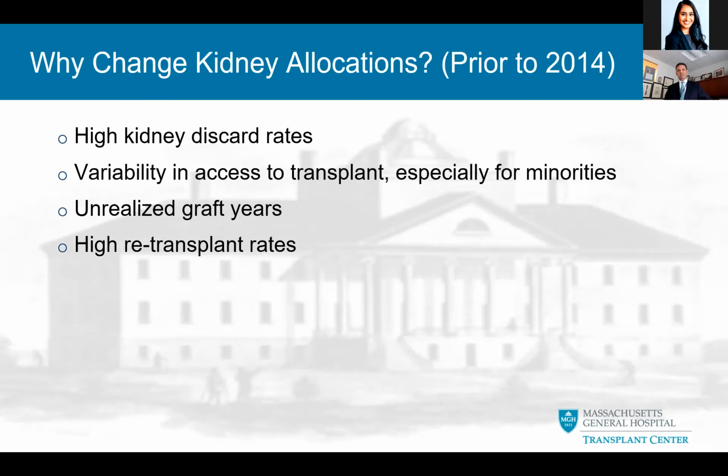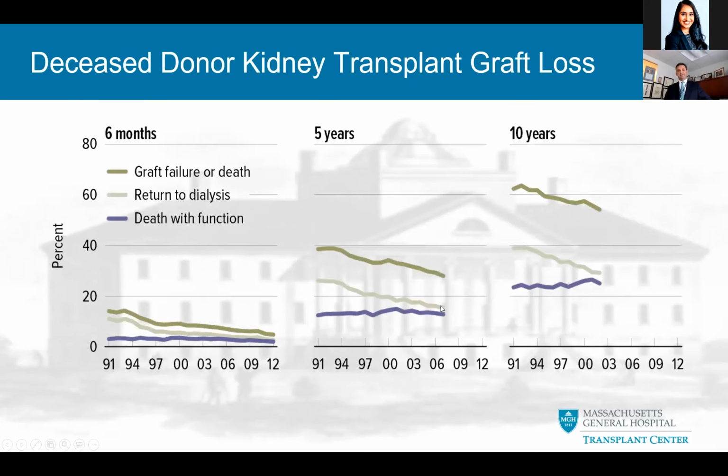First starting with the graft years. This shows us the percent of kidneys failed for each transplant year, going from 91 to 2012, at 6 months, 5 years, and 10 years. And let's focus on 5 years for a second. Here in the dark green, you see the percent of kidneys lost overall. And in the light green are the kidneys lost when the patient returned to dialysis, compared to kidneys lost because the patient died while their kidney was still functioning.